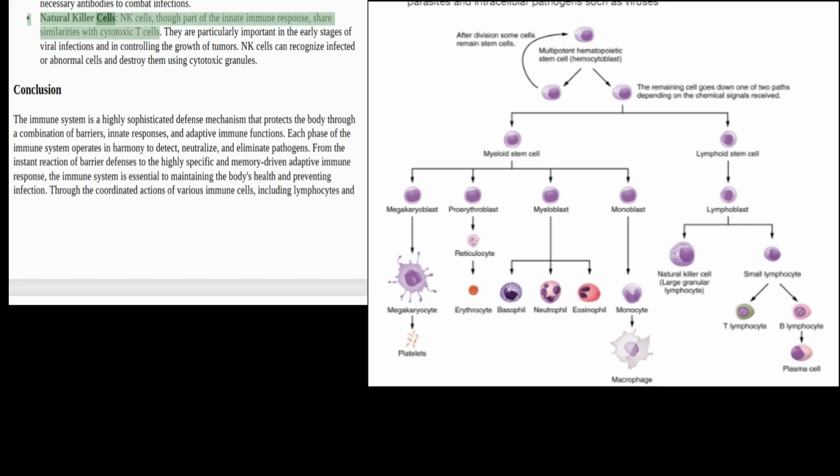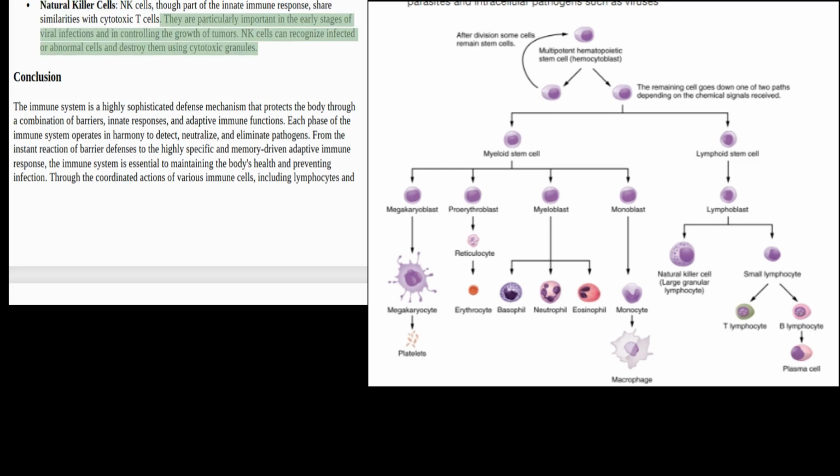Natural killer cells. NK cells, though part of the innate immune response, share similarities with cytotoxic T cells. They are particularly important in the early stages of viral infections and in controlling the growth of tumors. NK cells can recognize infected or abnormal cells and destroy them using cytotoxic granules.